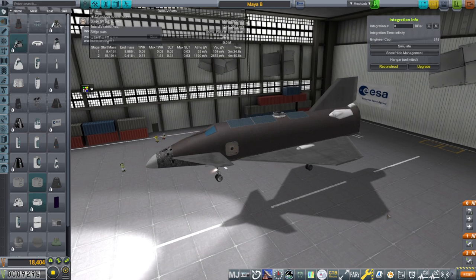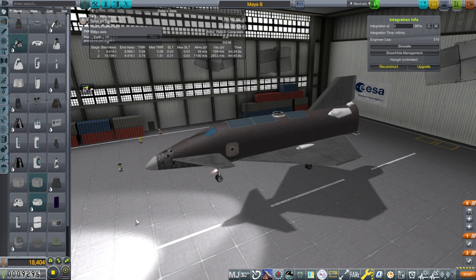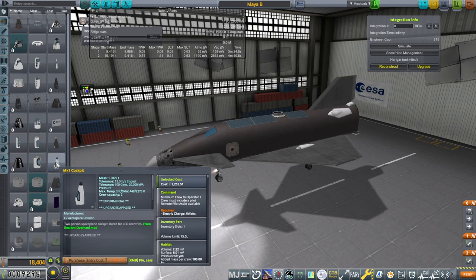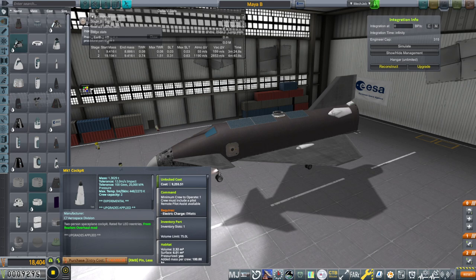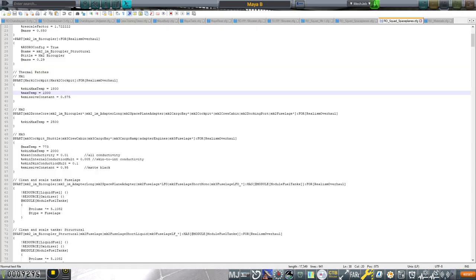We begin by talking about the Maya spacecraft once again, and in particular I have taken a look at the configurations to see what was going on with the new temperatures that the Mark 1 cockpit has compared to when I had copied the configurations for it in order to make the Maya cockpit. And so we're going to take a look at the configurations in Notepad to discuss what's going on here.